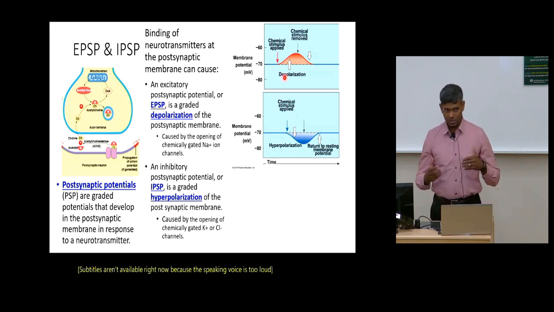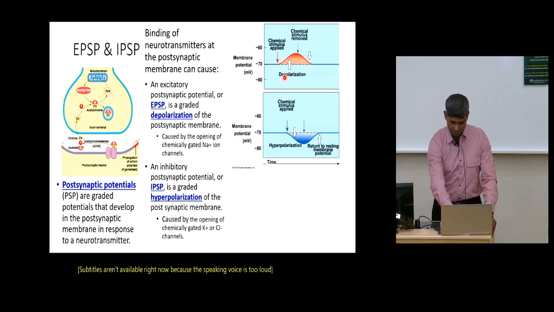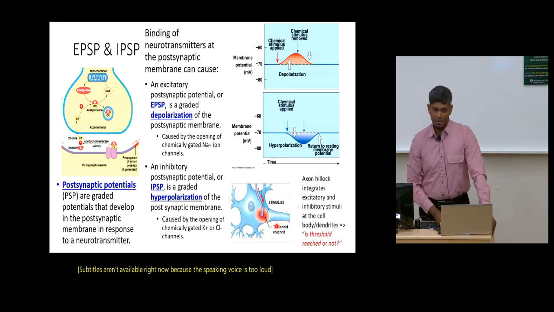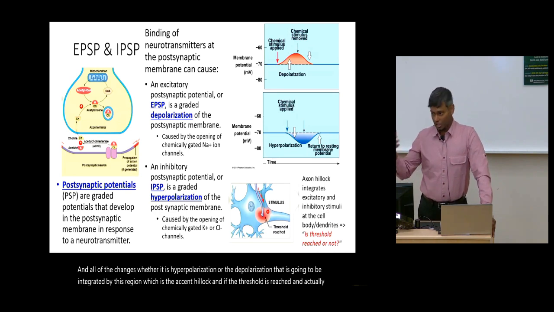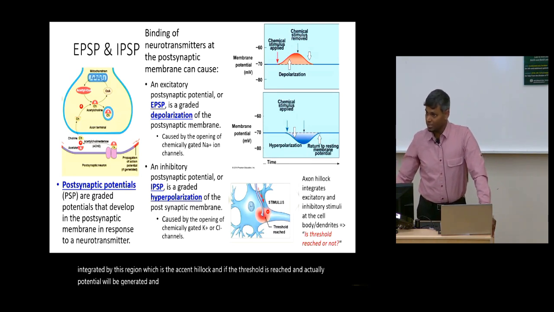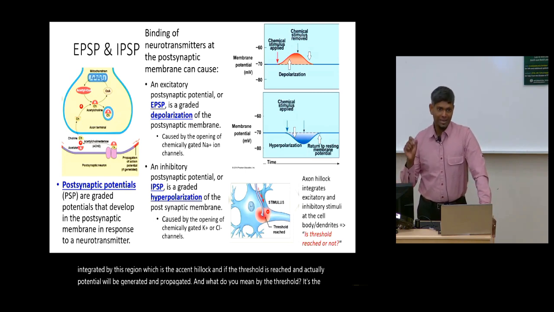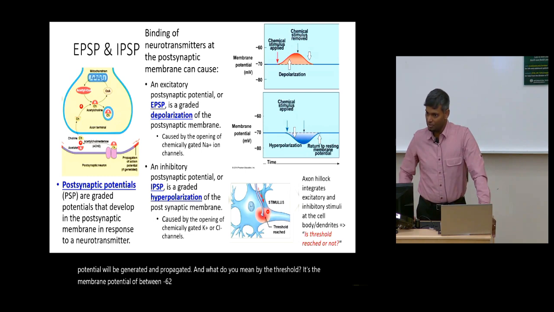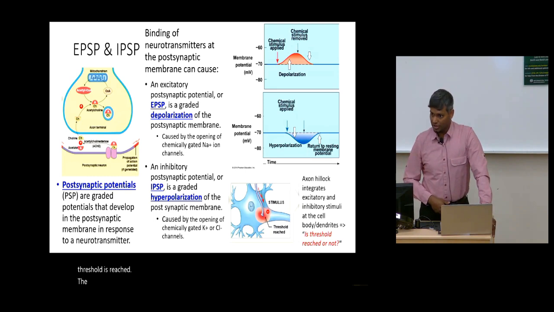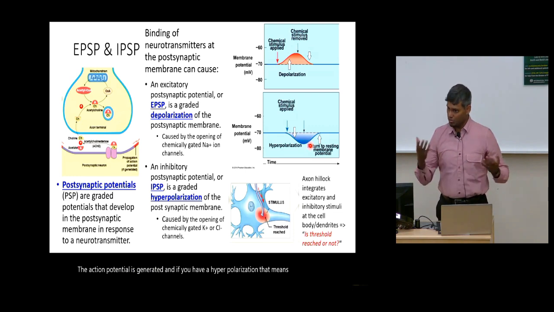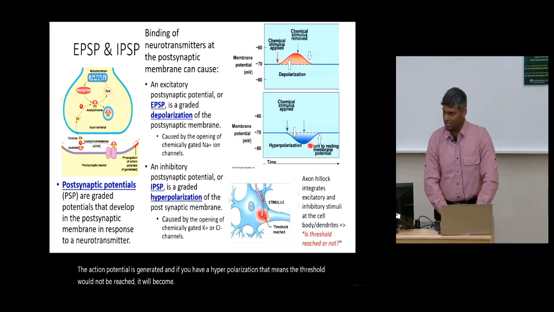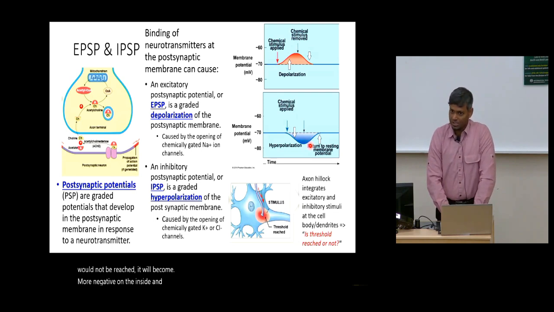And all of the changes, whether it is hyperpolarization or depolarization, are going to be integrated by this region, which is the axon hillock. If the threshold is reached, an action potential will be generated and propagated. And what do we mean by the threshold? It's a membrane potential of between -60 to -55 millivolts. That's the threshold, and if that threshold is reached, the action potential is generated. If you have a hyperpolarization, that means the threshold won't be reached. It will become more negative on the inside, and there won't be any action potential being generated.